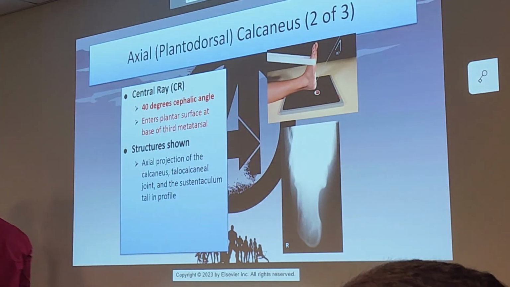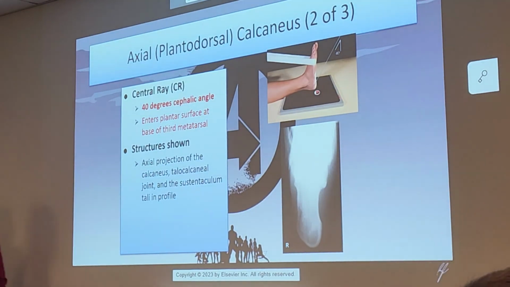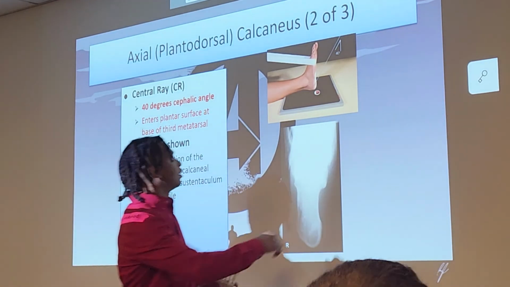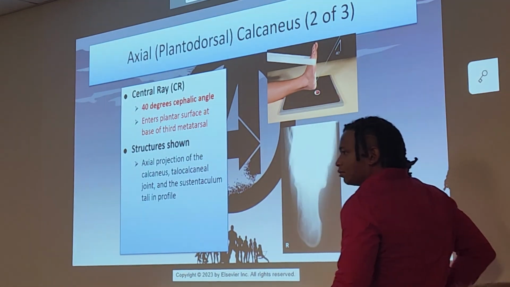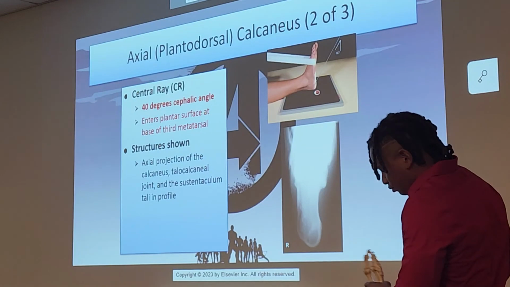Mr. Donahue, I have a question. The angle is 40 degrees towards the heel? Towards the heel. Okay. See how it's coming? So if your tube's pointing down, you're curving it 40 degrees towards the heel.